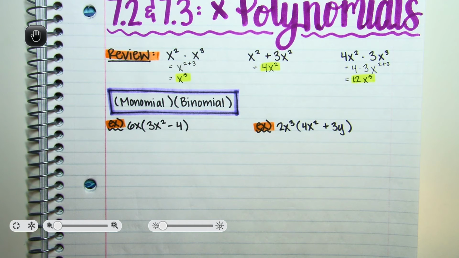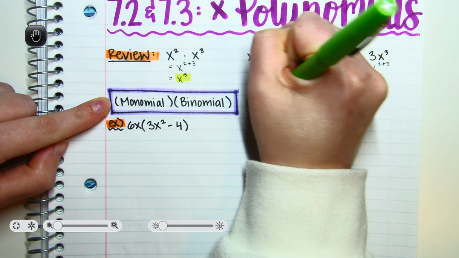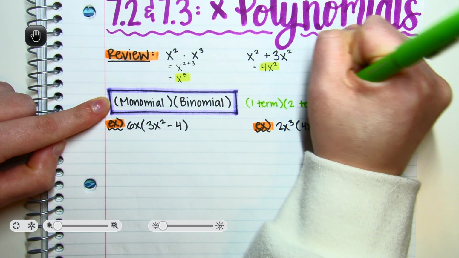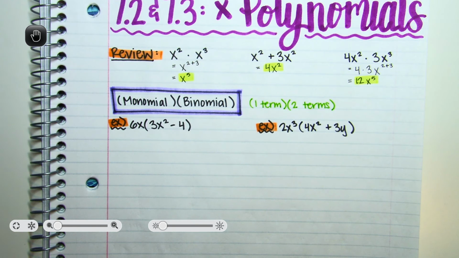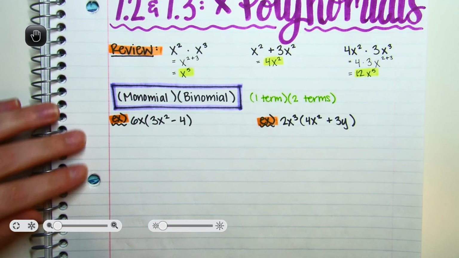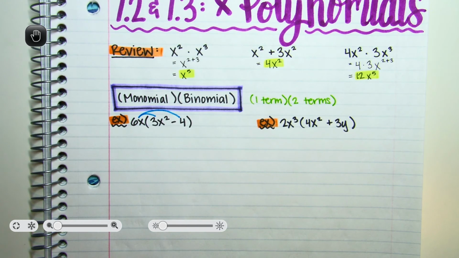All right, we're going to look at an example now. So the first thing we're going to do is a monomial times a binomial. So if you remember from our last set of notes, monomial means one term. So one term. And a binomial means 2 terms. So we're going to be multiplying 1 term times 2 terms. All right, so for this first example, 6x is being multiplied by all this stuff in the parentheses. So what I'm going to do is distribute the 6x to the first term and the second term.